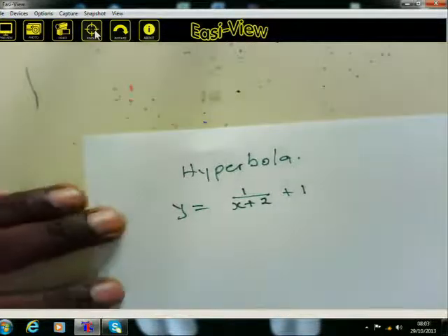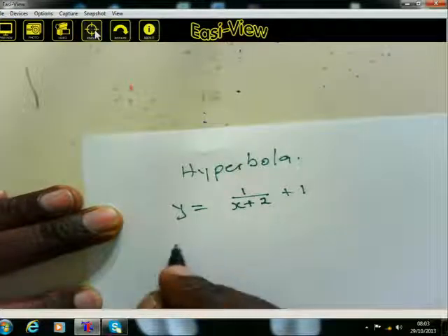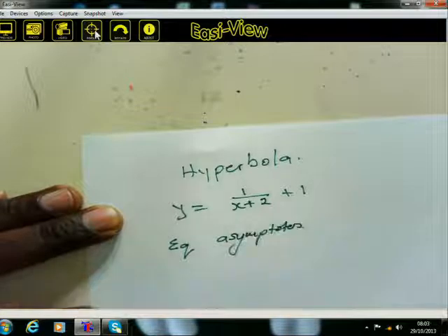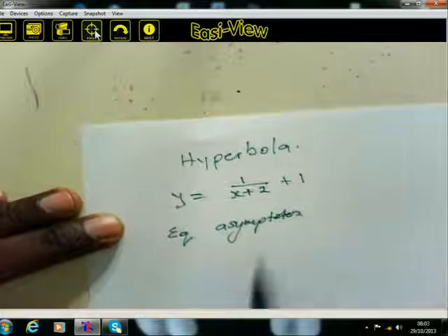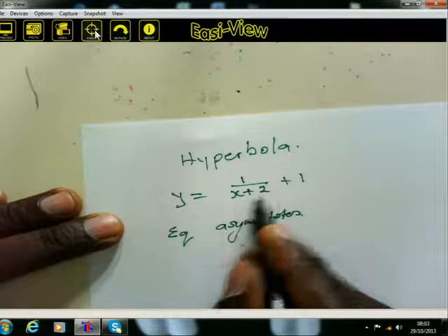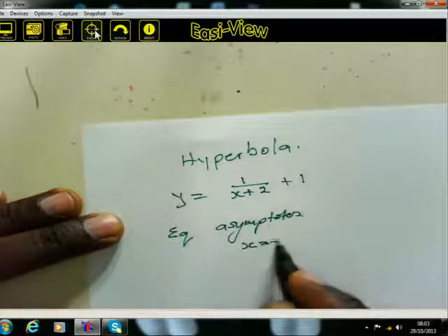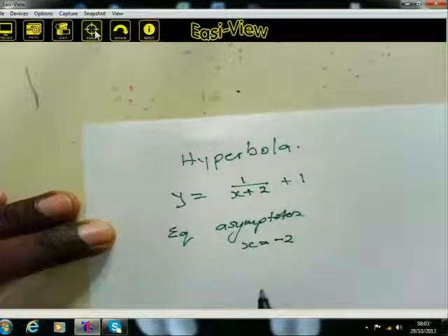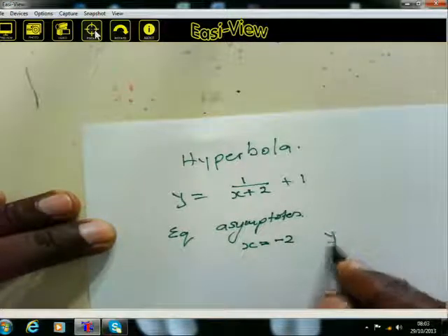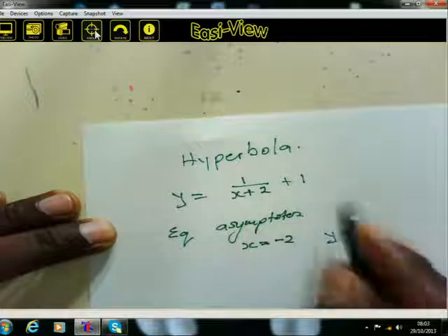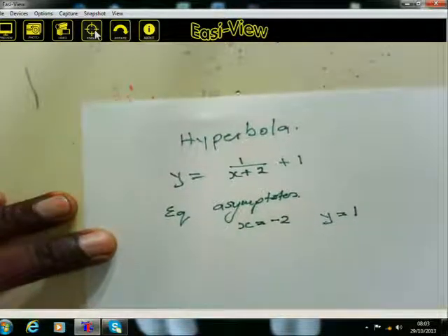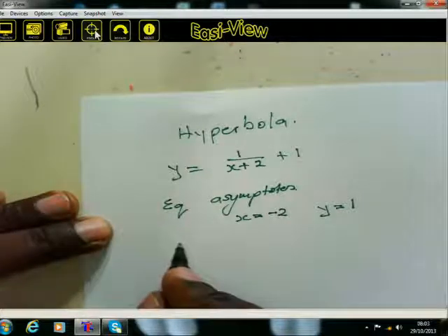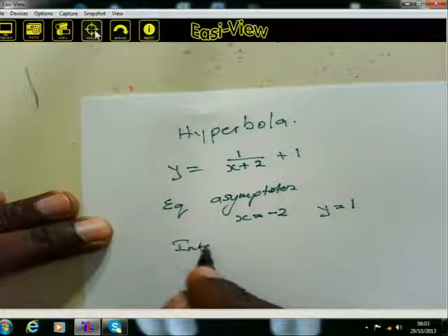And remember what's important in the hyperbola? One, the equations of the asymptotes. Alright? How do we get them? The x asymptote is x equals -2. Remember, if it was positive, it becomes negative. What about the y asymptote? Y equals 1 in this particular case. Okay? Then after that, we go for the intercepts.